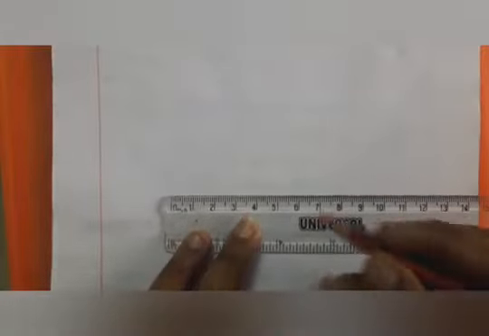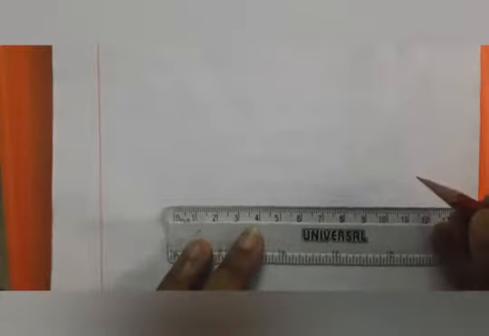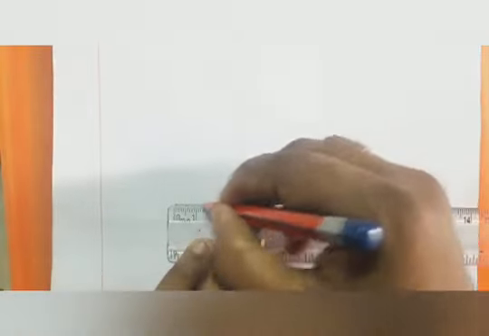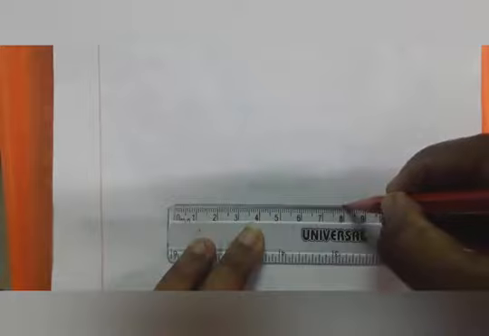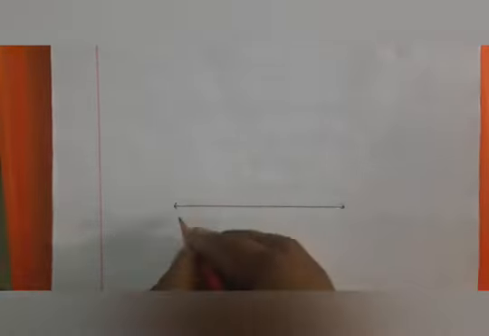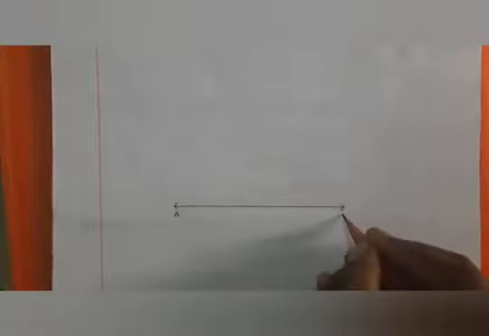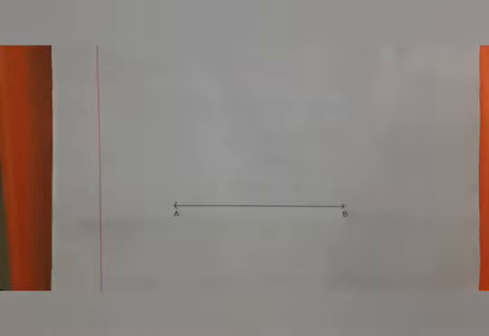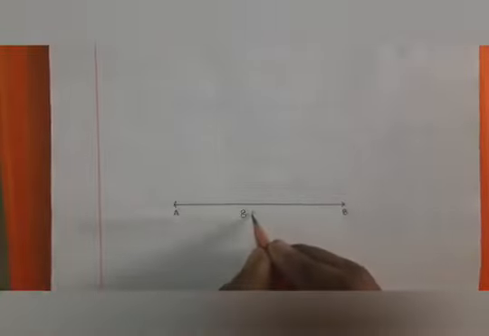So first place your scale and draw 8 centimeter. This is 8 centimeter from here to here. I have drawn 8 centimeter. After that, put the arrow marks and name them A and B. Next, what we have to do is mark it as 8 centimeter.